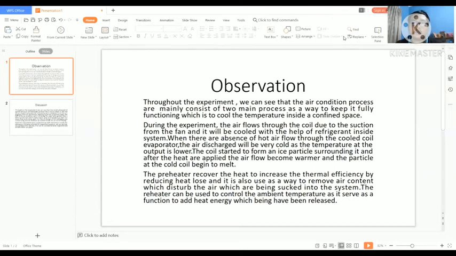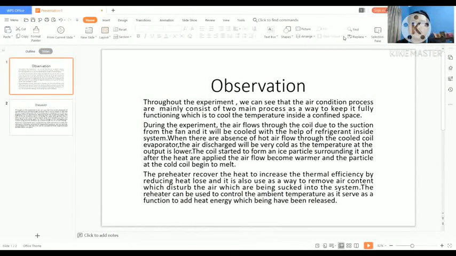When there is an absence of hot air flowing through the cool air coil operator, the air discharge will be very cold as the temperature at the output is lower. The coil starts to form ice particles surrounding it, and after the heat is applied to the airflow, it becomes warmer and the particles at the cold coil begin to melt.